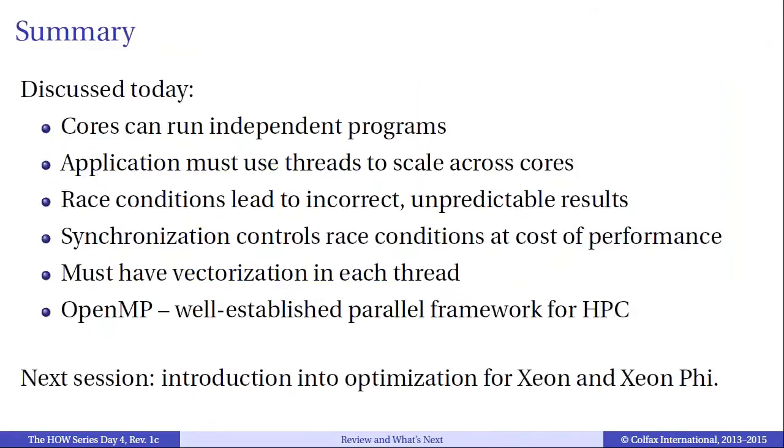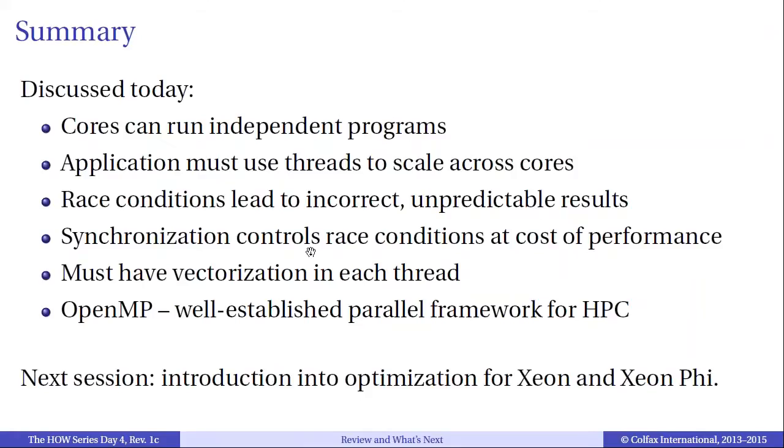So today we discussed that there are 2 levels of parallelism in Intel platforms: vectors, which is what we learned to leverage in the previous lesson, and cores. To use cores, you must use threads to scale across them. Threads all share the same memory address space, so you may have race conditions, that is when different threads access the same memory location for writing. Race conditions lead to incorrect and unpredictable results.